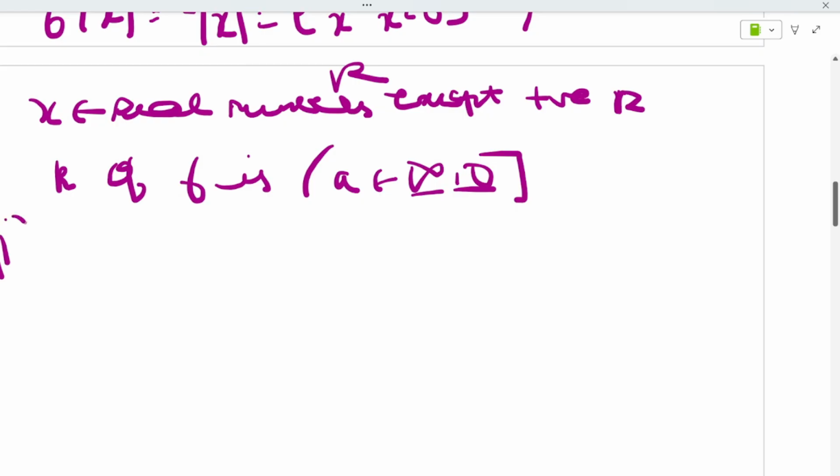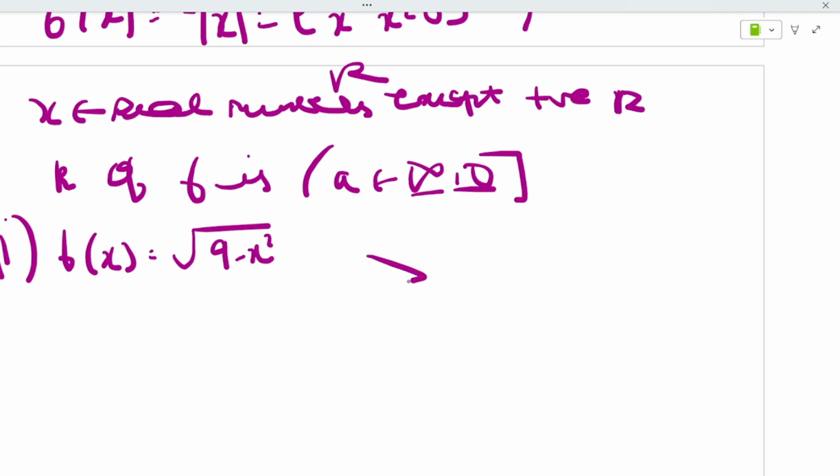Now if we solve the second question, they have given f(x) = root of (9 minus x square). Since there is 9 minus x square, x must be greater than or equal to -3 and less than or equal to 3.